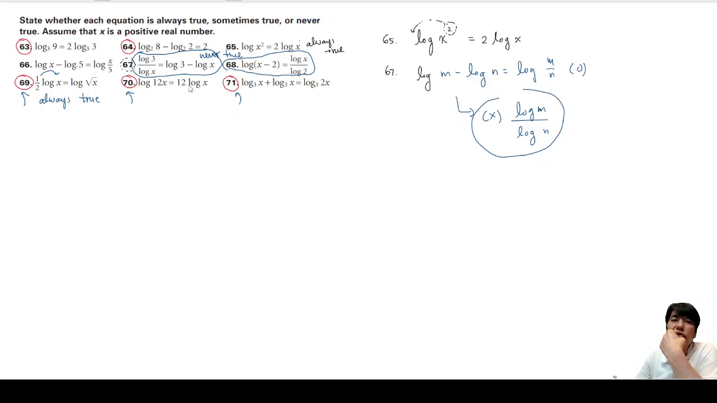Is this always true? What you can do is this. For something like this, we did it in class, but let me do it again, just in case you forgot how to do it. So log 12x, it says this thing is equal to 12 log x, but let's move this number back here as an exponent. For these two logs to be the same, this part 12x and this part x to the power of 12 must be equal to each other. So x to the power of 12 is equal to 12x.